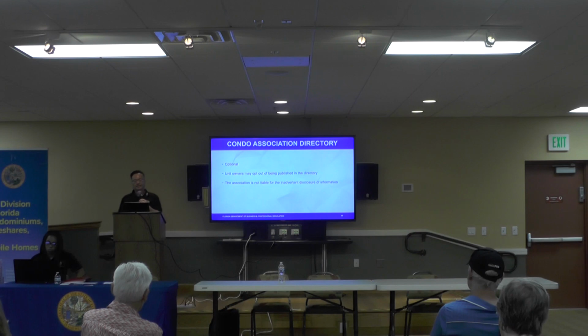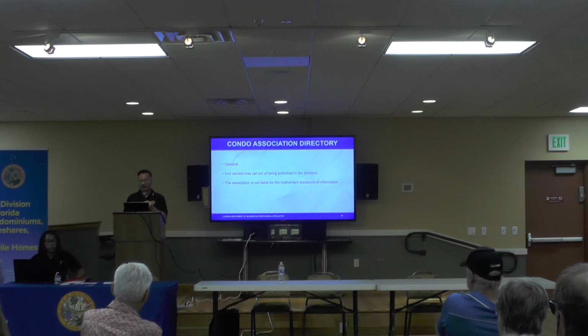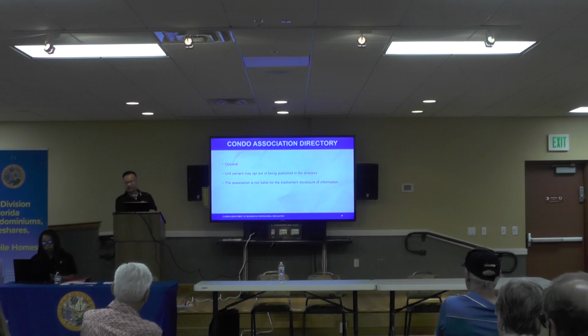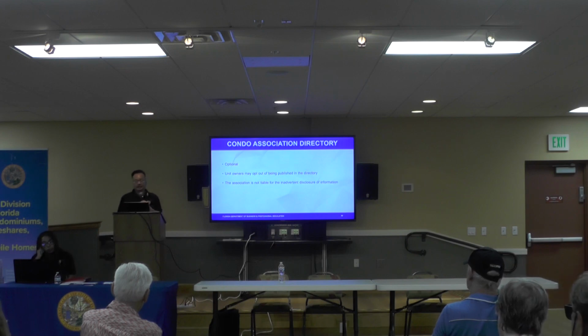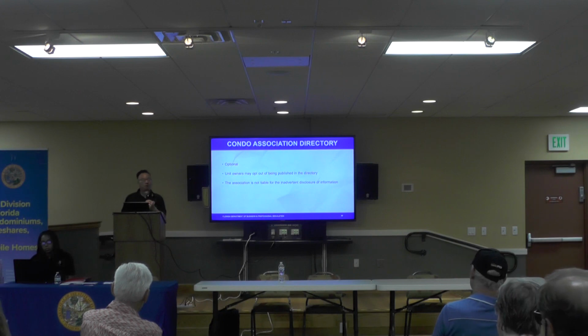An association may publish a unit owner directory for the convenience of its members. This is optional. This directory might include unit owner names, unit addresses, phone numbers, and other contact information. Please note, a unit owner may opt out of being published in the directory. Multiple phone numbers may be published, and a unit owner may consent to having other contact information published. The association is not liable for the inadvertent disclosure of information that is protected under this section.